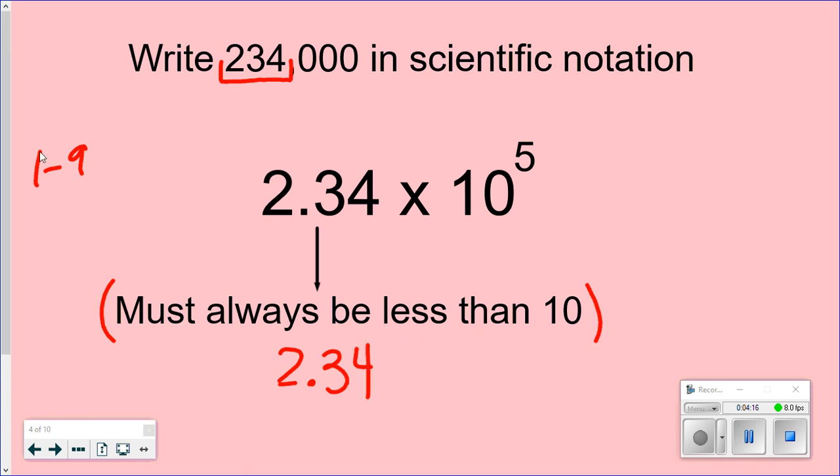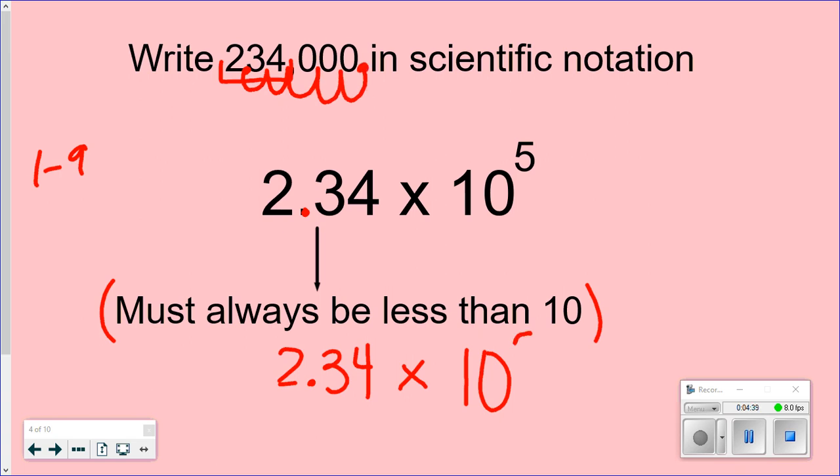Now every time I have scientific notation, it's always times 10 to the something power. Well, if I decide to put my decimal between the 2 and the 3, let's say I put it here, my power is going to be how many times I move it out to get to 234,000. So just watch. 1, 2, 3, 4, 5.